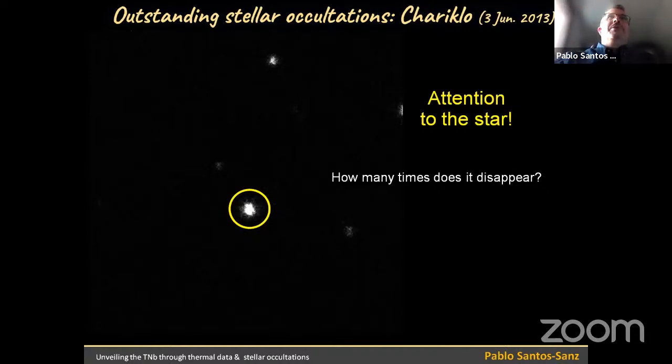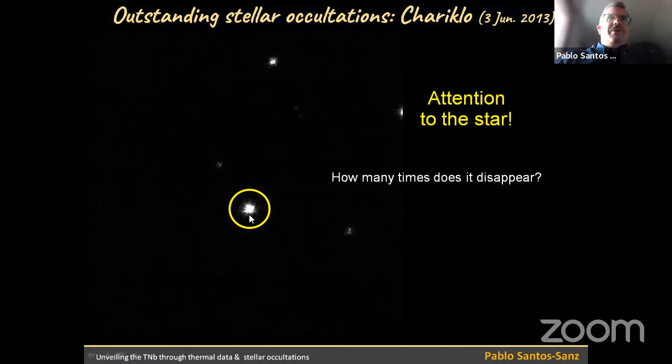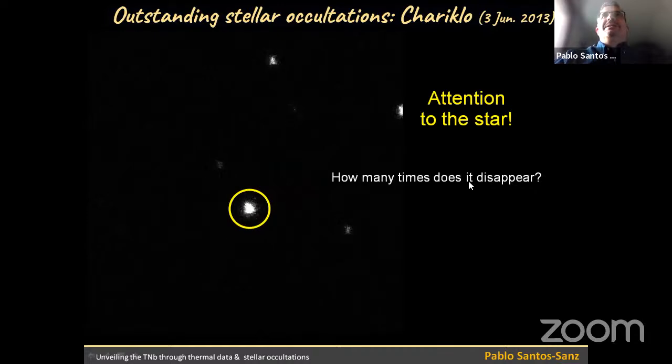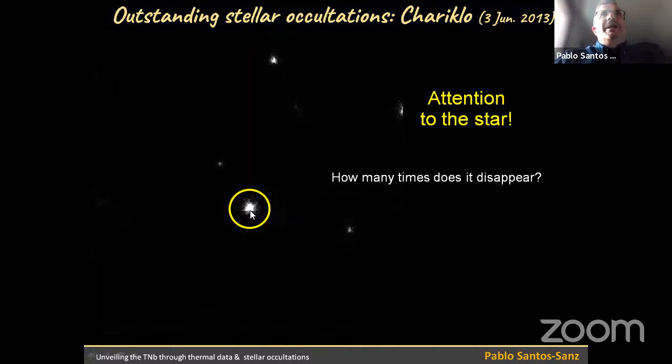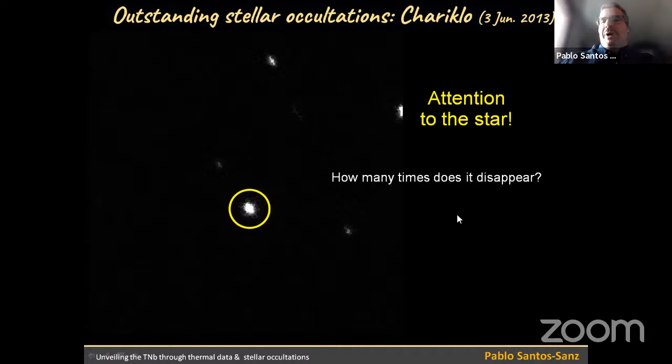Another really important occultation, which many of you who have listened to the talk know, is the occultation by Chariclo in 2013. Well, these are real images, data of one of these occultations. How many times does the star disappear? Well, I can count at least 1, 2, and 3. So 2 very short disappearances and 1 large, long one.